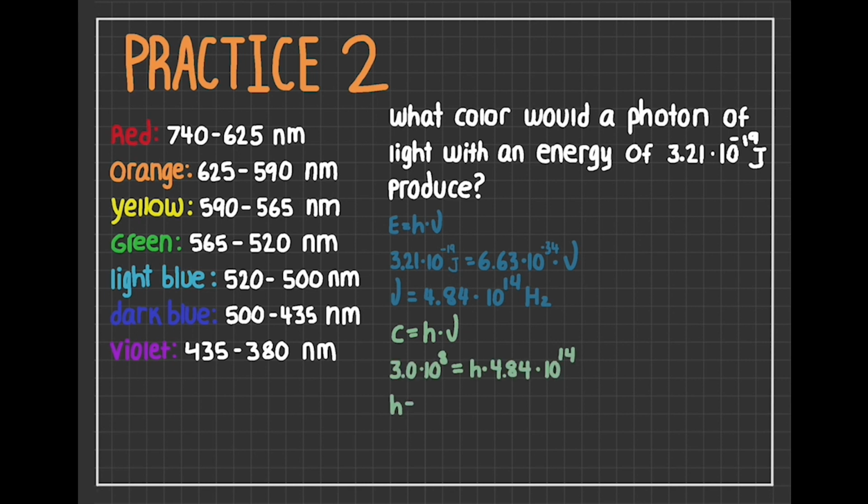We get 6.2 times 10 to the negative 7 meters. And to convert to nanometers, we multiply by 10 to the 9th and get 620 nanometers. Looking at our spectrum here, we can see that falls in the red range of wavelengths. So we'd produce a red, probably red-orange color, since this is nearly on the barrier between red and orange.